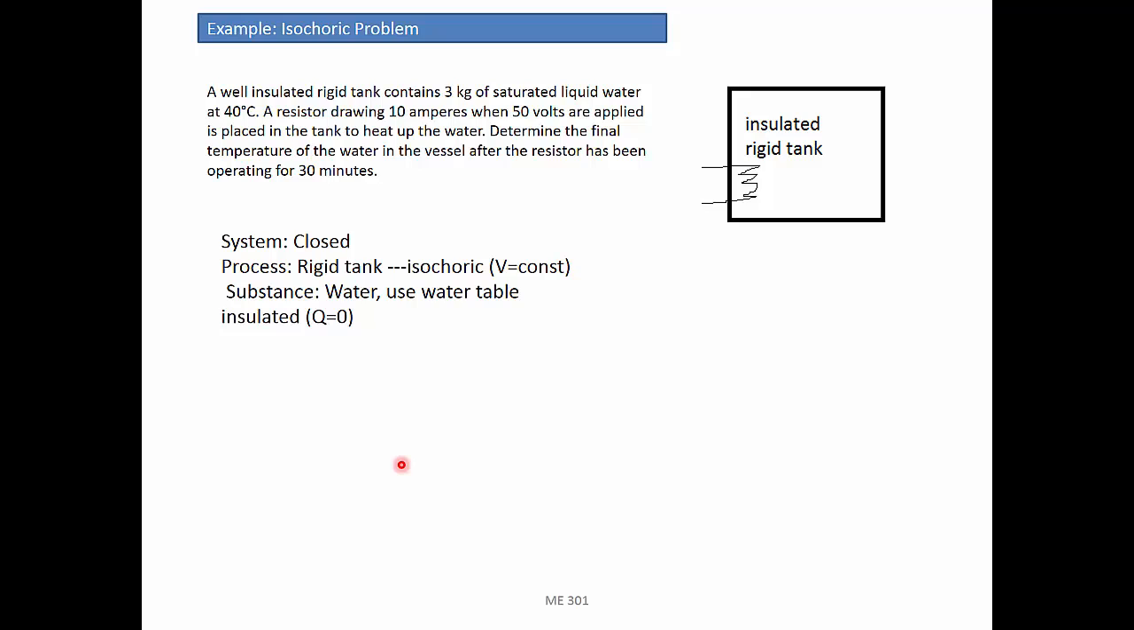From the problem statement, we can identify that this is a closed system. Since the tank is rigid, volume will not change. And when volume stays constant, the process is known as the isochoric process. The substance specified in the problem is water. Since the tank is well insulated, this also implies that my Q will equal 0.